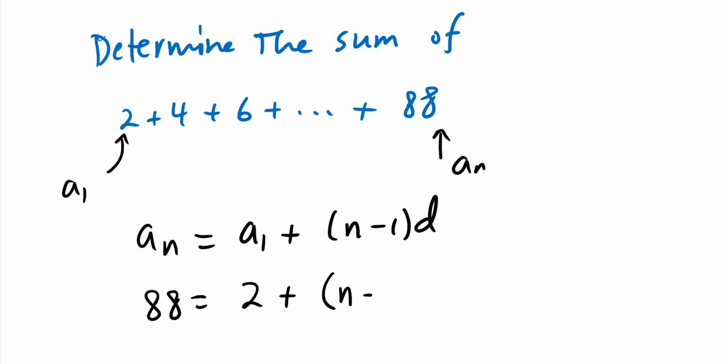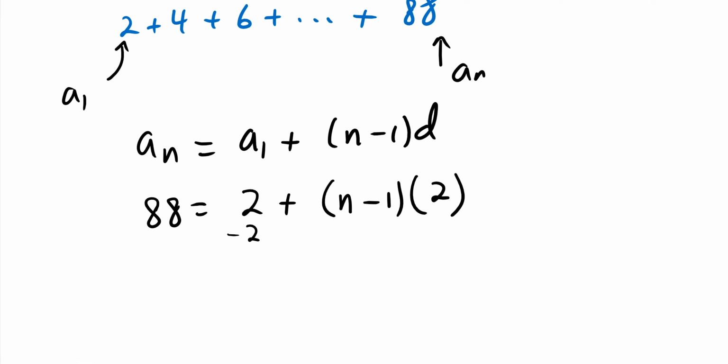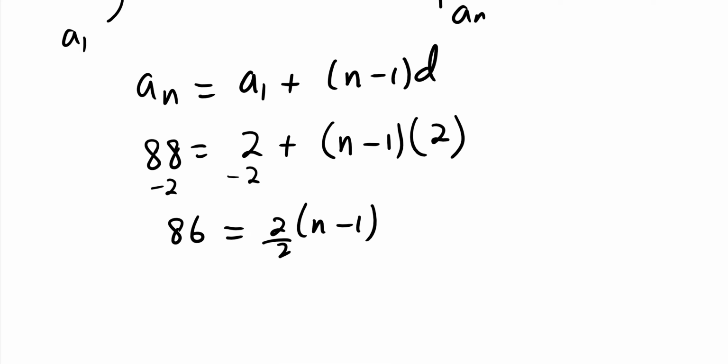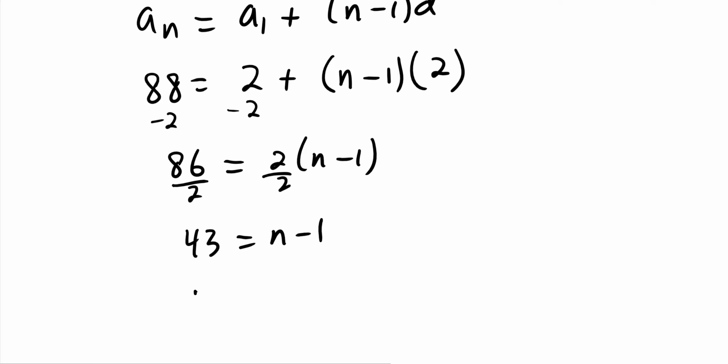We're looking for n. What is d? What are they adding every time? Well, they're adding 2 every time. Let's see, if you subtract 2 on both sides, you get 86 equals 2 times n minus 1. Divide both sides by 2, you get 43 equals n minus 1. So n is 44.